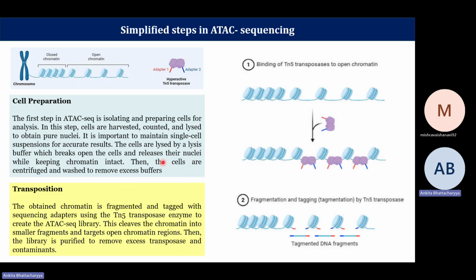Second is probably the most crucial step, that is transposition. So what does it do? It does two things. First, it fragments your DNA, or chops up your DNA, and second, it tags it with some unique adapters using an enzyme which is also genetically engineered, the Tn5 transposase enzyme, and you create your ATAC-seq library. So this cuts the chromatin into smaller fragments, targets open chromatin regions, and then you can remove excess transposase and contaminants and proceed further.